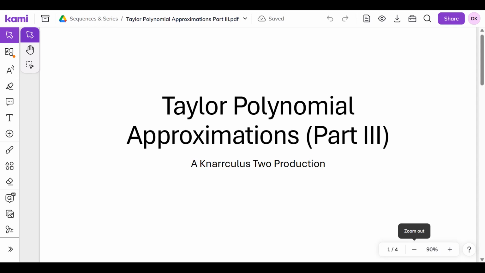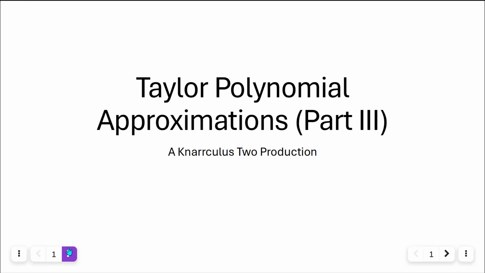Today is our last in our Taylor polynomial approximation series. Today we're actually going to use the equations and apply them to scenarios where we're going to build Taylor polynomials of certain degrees for given functions or given information that's being provided. Okay, so let's actually go ahead and apply this. All right, so let's get started.